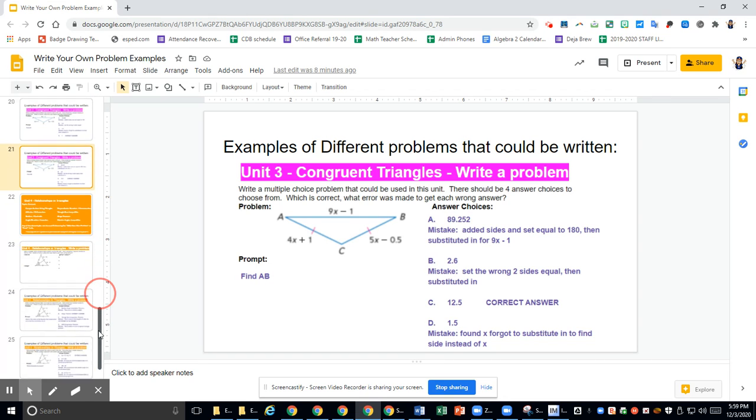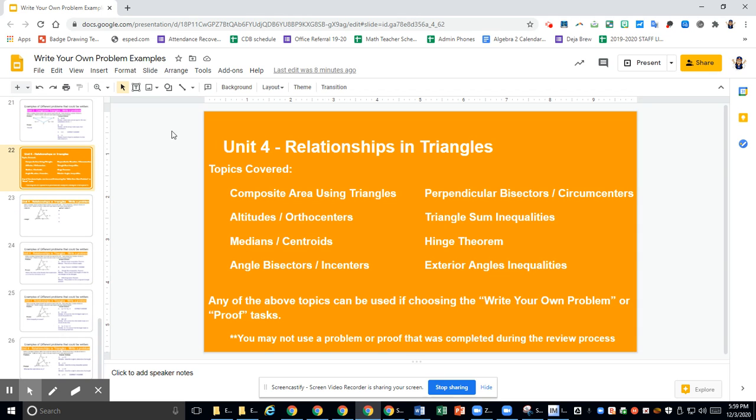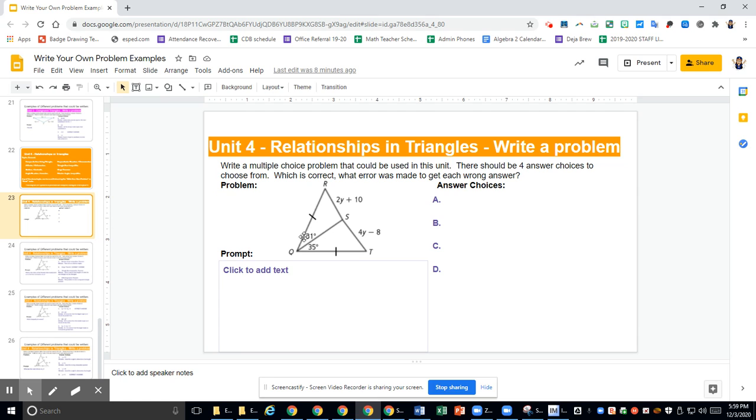And finally, the last unit we just finished, Unit 4, Relationships and Triangles, that has all your centers and area, triangle sum inequality, hinge theorem, exterior angles, and inequalities. The picture I have is a hinge theorem problem, okay, where it looks like side angle side, but my angles are not congruent, so they're not congruent triangles. And so I know that tells me something about the relationship between these two sides across. So I can ask questions about the hinge theorem.